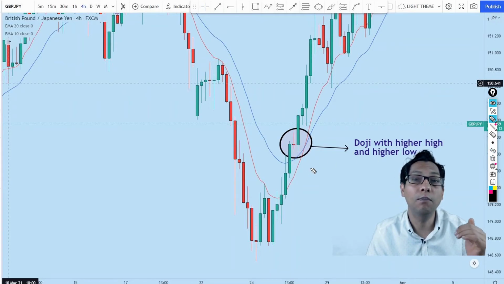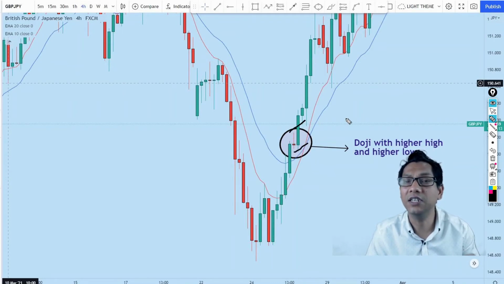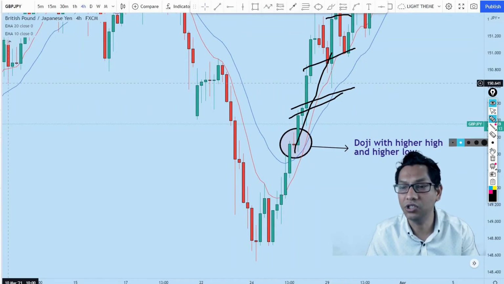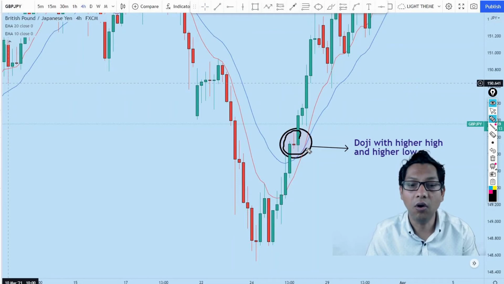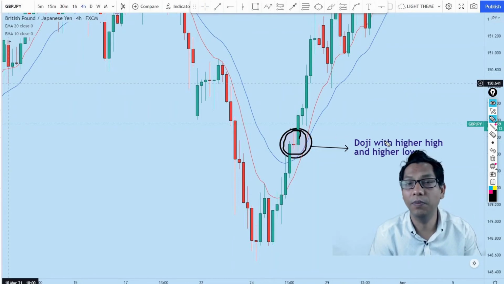When it is a bull market, you have to make sure that the doji is creating a higher high and higher low. Then what happened after this doji? The price again rallies to the upside, and it could be a big trade if you properly manage your risk. So that's how you need to predict the continuation of the market based on doji.